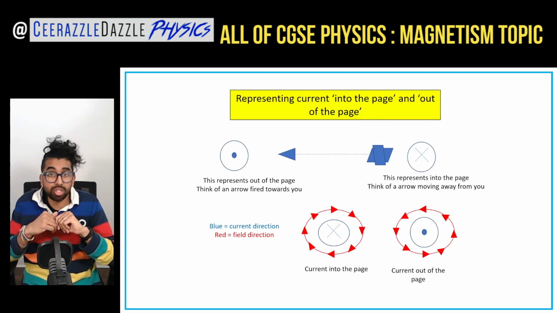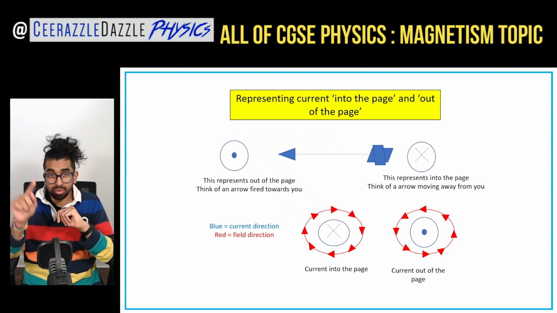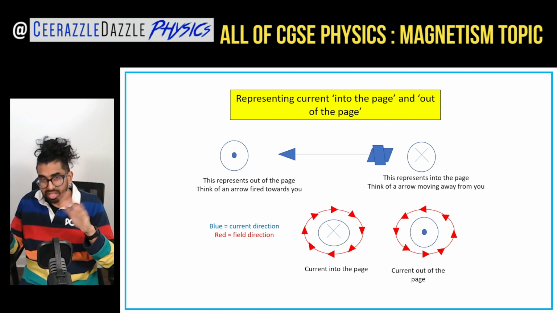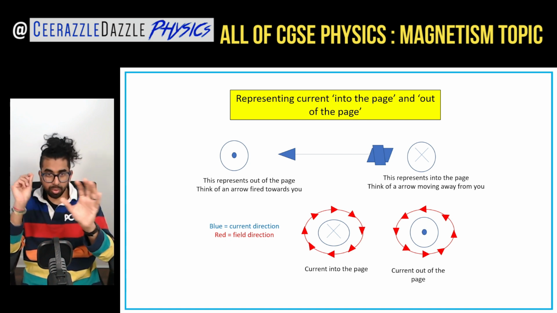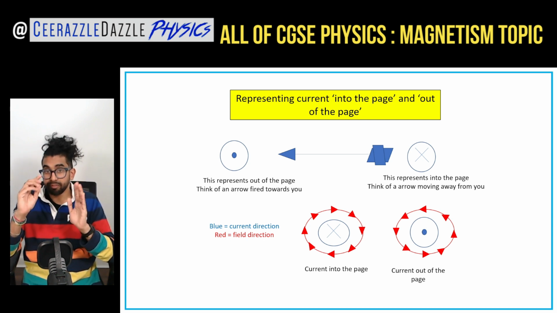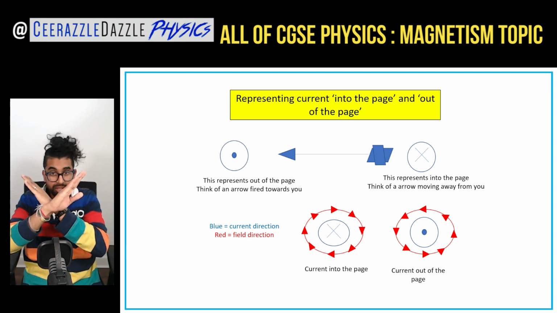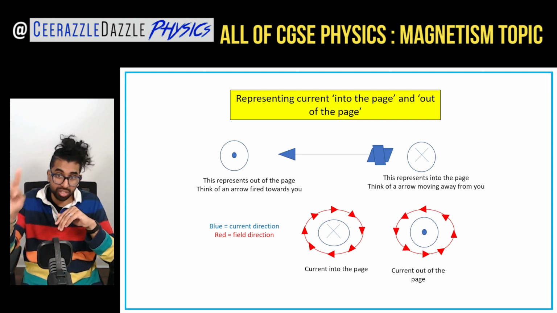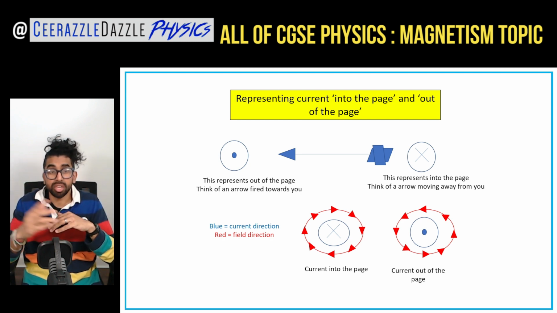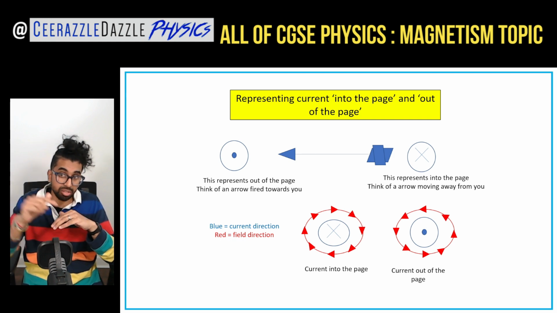Representing current into and out of the page. A circle and a dot simply means that the current is coming out of the board. The best way to visualize it is, imagine if I was to throw a dart at you. If the dart is traveling towards you, you'd see a dot. That means that it's coming towards you. If the dart was moving away from you, you'd see the fins which are crossed. Hence we're going to use a circle and a cross to mean into the board or moving away from you. So circle and dot means out, and circle and cross means into the board.